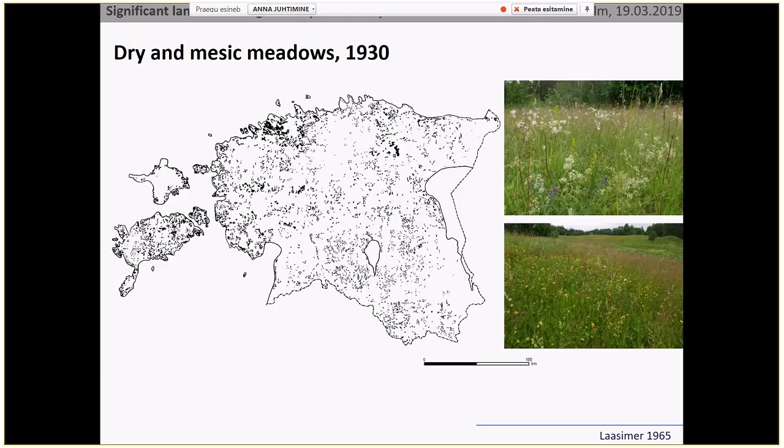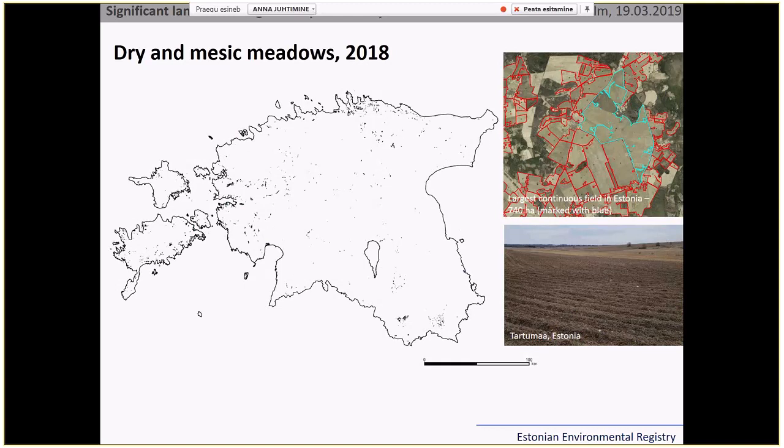Even more changes have happened throughout Estonia, especially regarding the dry and mesic meadows. Here is the historical coverage of this very broadly distributed habitat type that nowadays is almost completely replaced by agricultural fields in most of Estonia.